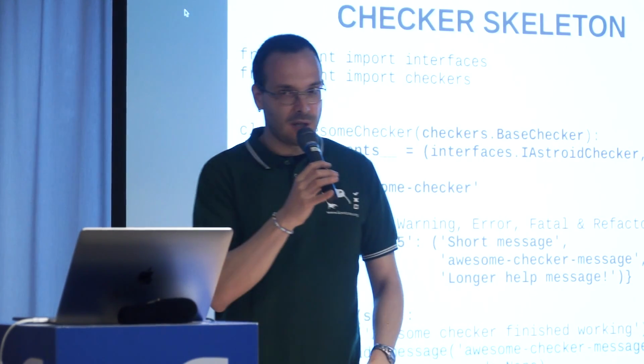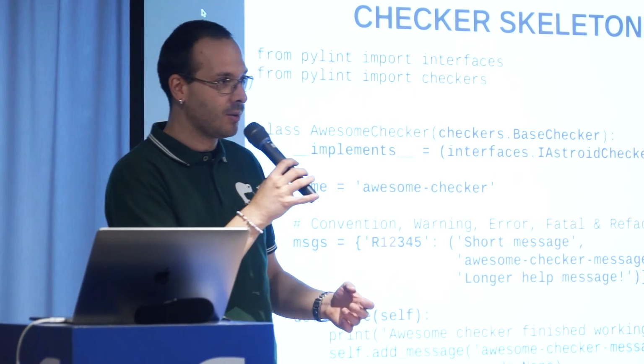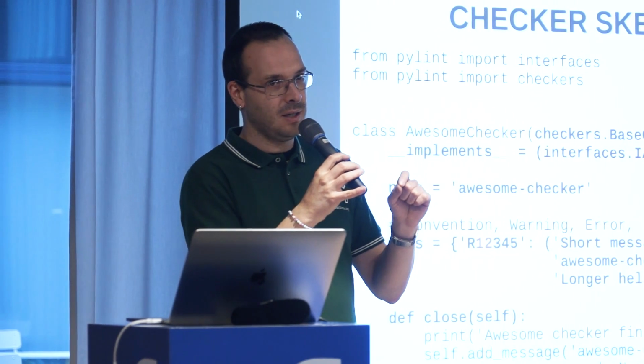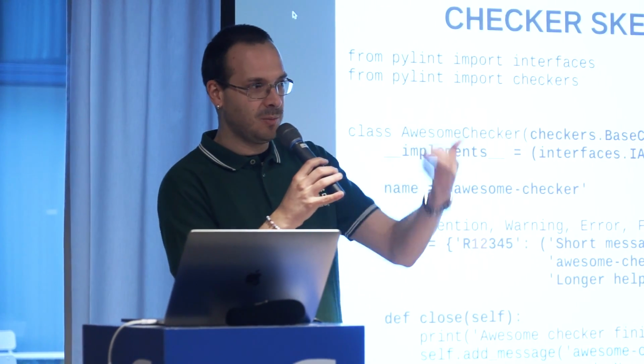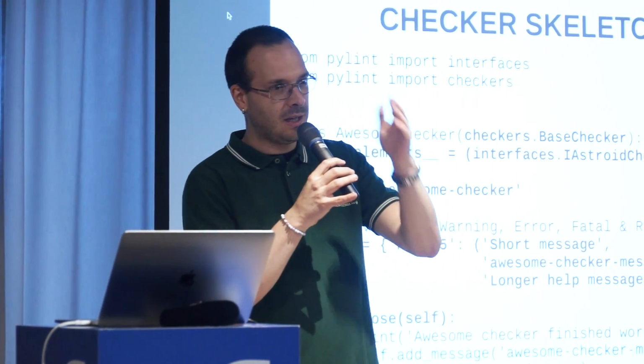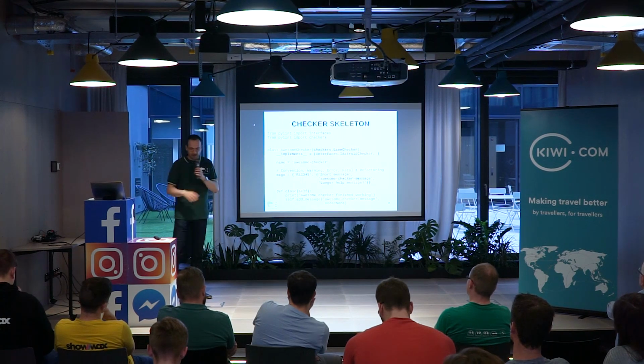Self.addMessage. First argument is the human readable message ID, and then you have several keyword arguments which can help you annotate where exactly this problem is. And Pylint will parse this information when it displays the result, and it will tell you, in this file on line 10, column 11, you have a problem. This is what the keyword arguments do.